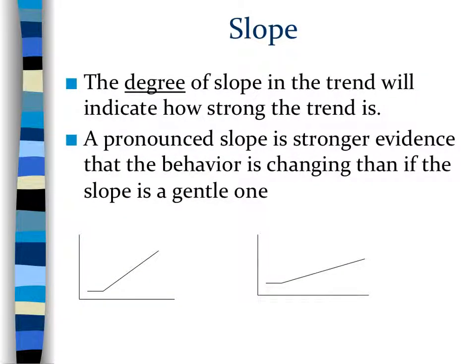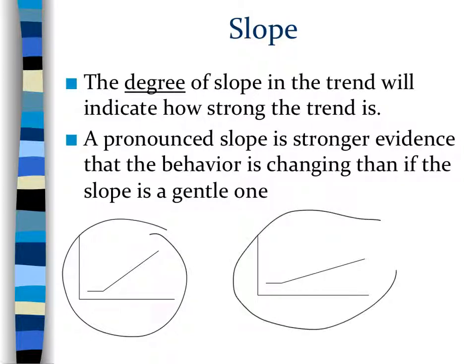Let's talk about slope. The degree of slope in the trend will indicate how strong the trend is. A pronounced slope is stronger evidence that the behavior is changing than if the slope is a gentle one. So here in this case, this particular slope indicates stronger evidence of behavior change than this particular slope, because what you're really comparing is this point to this point, which is much higher when you think about this and this point.